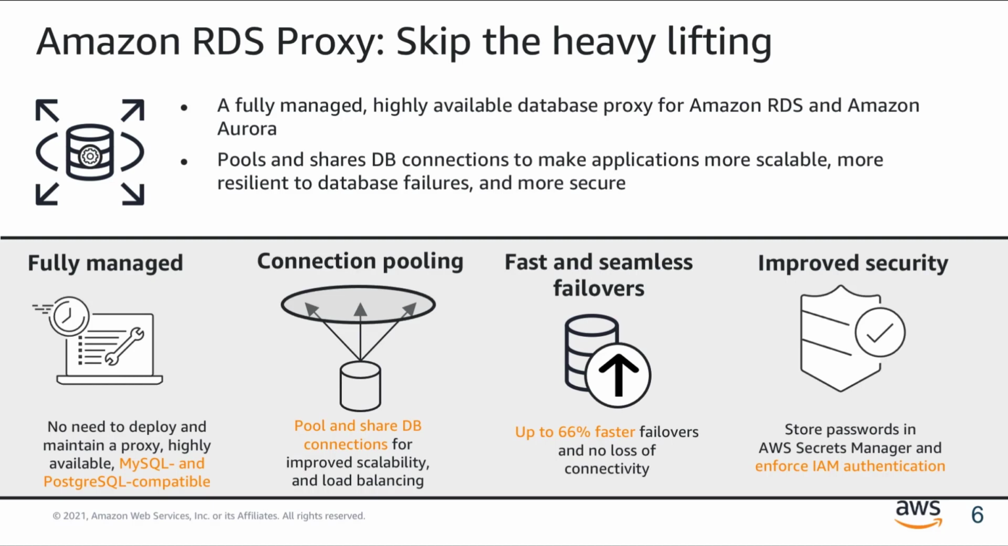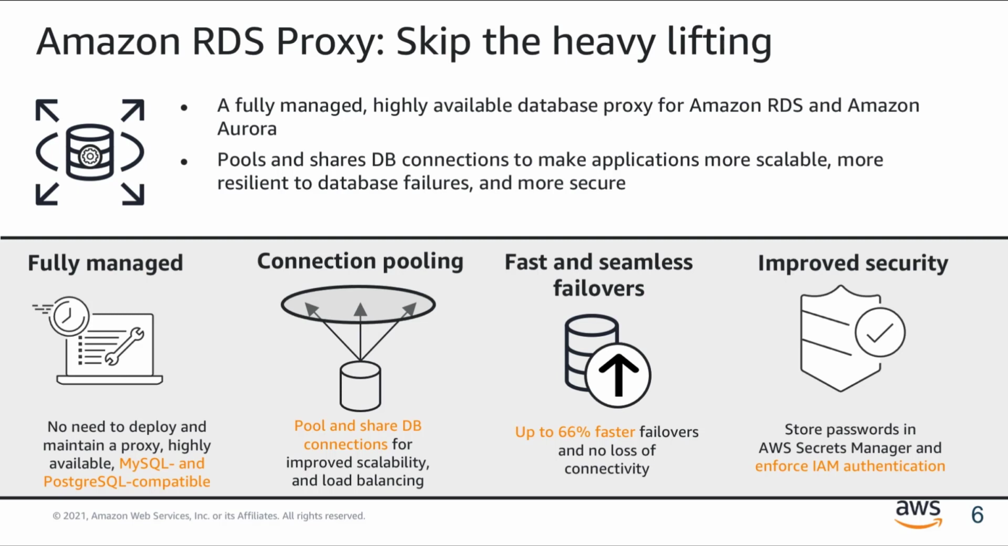RDS proxy performs connection pooling with multiplexing. It means whenever the database connection is not actively executing, we switch it to another client connection and do the work. So this helps to minimize the amount of connections that you open to the backend database, which in turn reduces the CPU and memory consumption of your database.